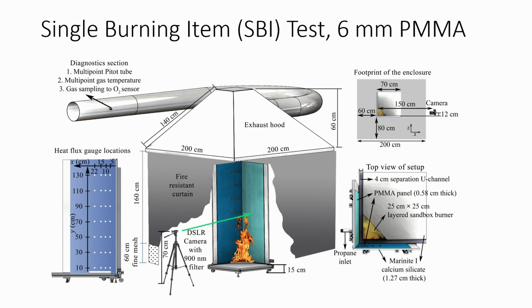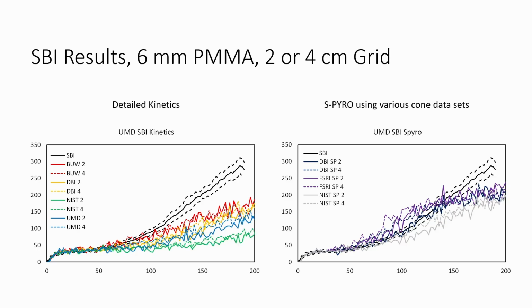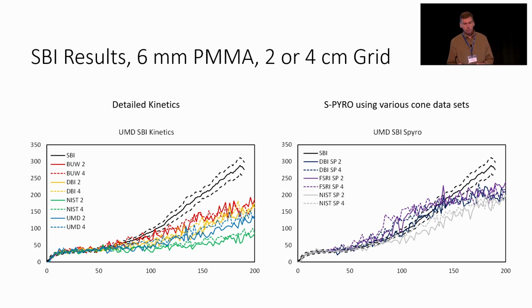So there were some experiments done just with the plastic PMMA, and we tried to model these experiments in several ways. There's what we call the S-Pyro method, which is what I've just described, where we take actual cone data for this material and we dial it into FDS and we run the simulation.